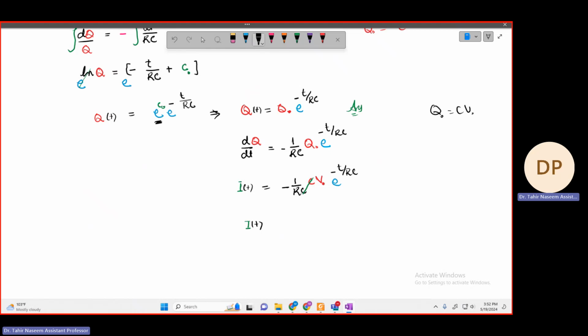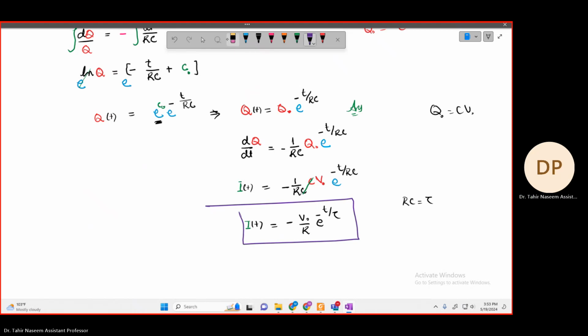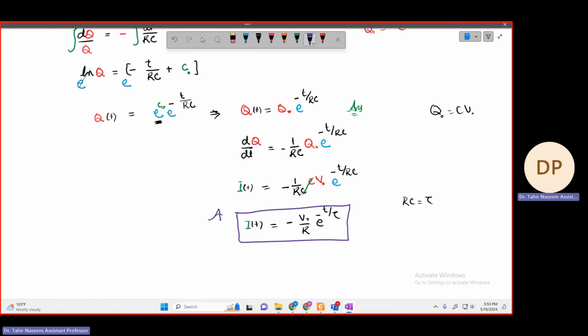I as a function of time is equal to minus V0 over R times exponential of minus t over RC, where we can also write RC as the time constant tau. So I can write this as minus t over tau, right? So this is our current as a function of time in our circuit. So this is the answer.